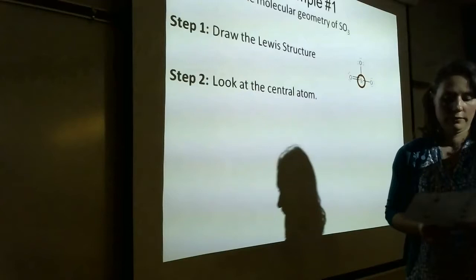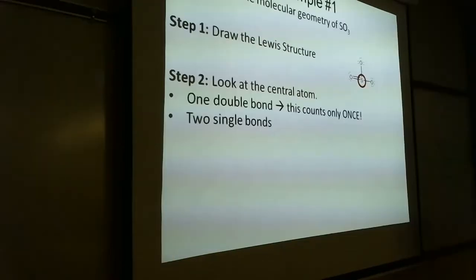So there's nothing to worry about which resonance structure. Now we're going to look at the central atom. So just that sulfur. How many things are on the central atom? 3, right? 1, 2, 3. Remember, a double bond counts as 1. So 3 things on the central atom.